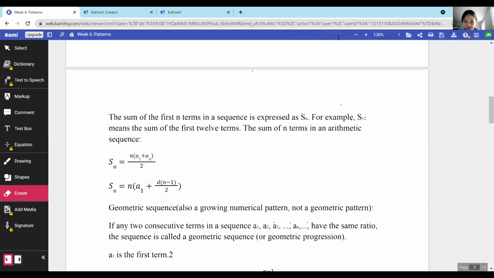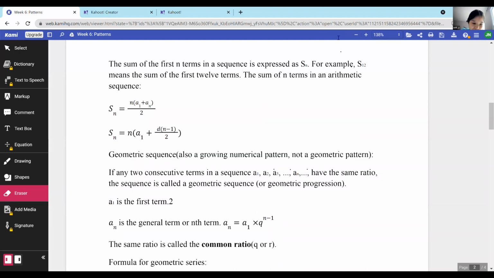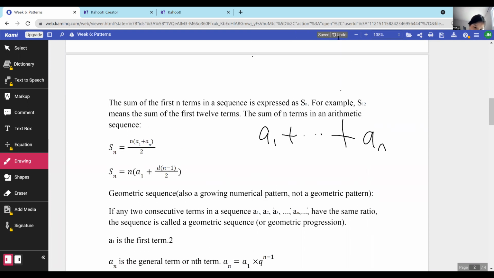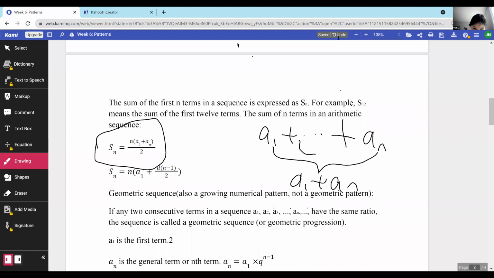And here are formulas for the sum of n terms in an arithmetic sequence. To get from a_1 and then adding all the way to a_n, there's a shortcut. Instead of adding them one by one, take this formula. So you'll combine terms together. The first and last is a_1 plus a_n. Then the second with the second to last. The third with third to last.